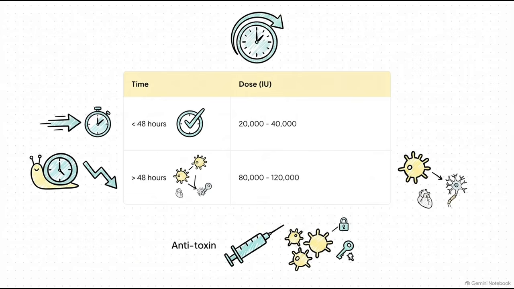This is a literal race against time. If you administer the antitoxin in under 48 hours, the required dose is between 20,000 and 40,000 international units. However, if the patient presents late, meaning over 48 hours into the infection, the necessary dose just skyrockets to between 80,000 and 120,000 international units. You have got to aggressively neutralize that toxin before it binds to the myocardial or nerve tissues.